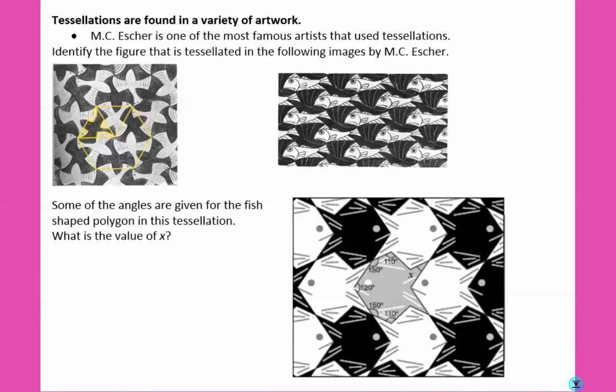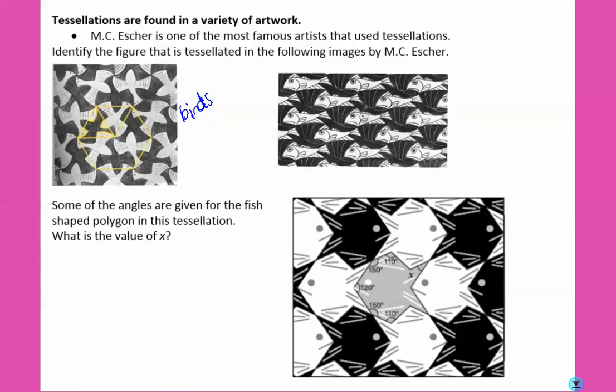Tessellations are found in a variety of artwork. M.C. Escher is one of the most famous artists that use tessellations. Identify the figure that is tessellated in the following images by M.C. Escher. So in this picture, there's two things being tessellated. We have the white part and the shaded part. What do those look like to you? I think they both look like birds. So this is a tessellation of birds.